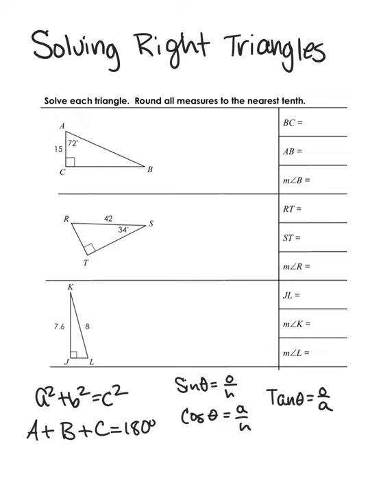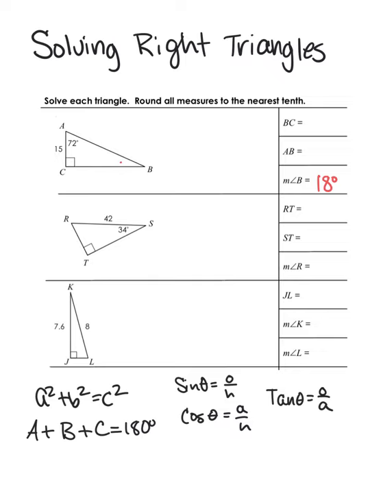So, for the first problem up here, the first thing I'm going to do is find angle B. I have two angles, 72 and 90 degrees. So I'm going to use the information that all three angles in every triangle add up to 180 degrees. So this one's 90, so these two are going to add up to 90. They're complementary angles. So 90 minus 72 is going to be 18 degrees. So I know this angle right here is going to be 18 degrees.